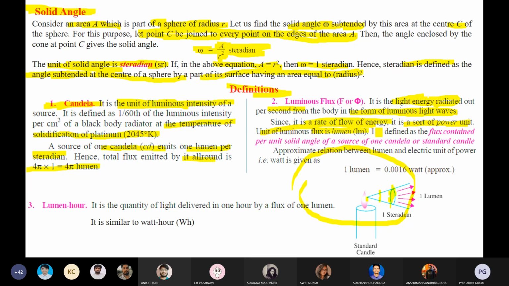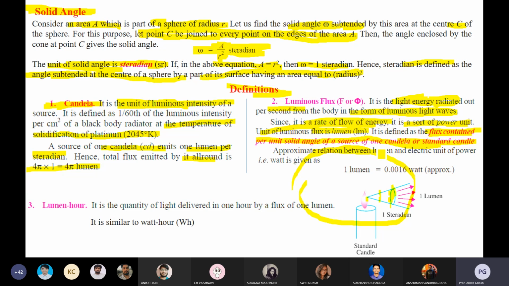It is defined as the flux content per unit solid angle of a source of 1 candela, or standard candle. Flux content per unit solid angle means, you know that when the solid angle is 1, A equals r square, and both coincide.